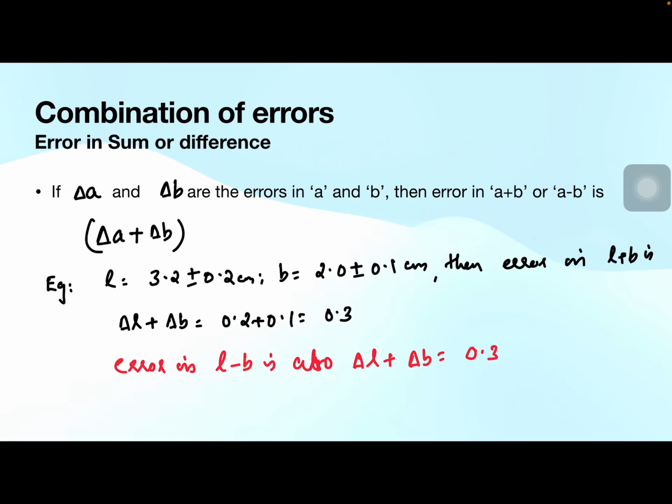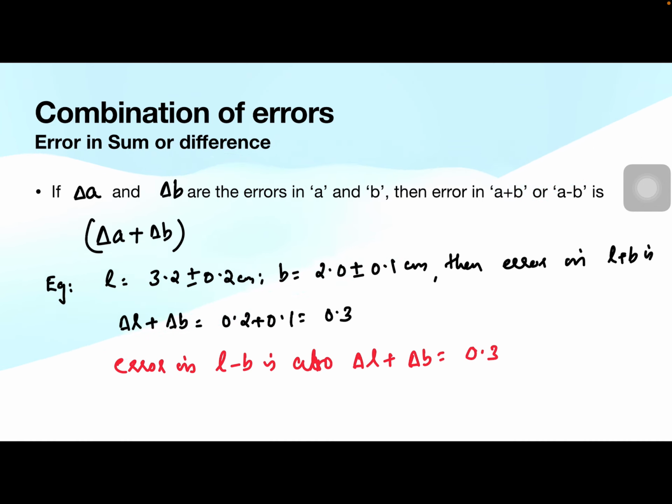If you are finding A plus B or A minus B, you have to add the corresponding absolute errors or mean absolute errors. So the error of the result, that of A plus B or A minus B, is equal to delta A plus delta B. That is the error part in the result. In the result, the error part will be delta A plus delta B.